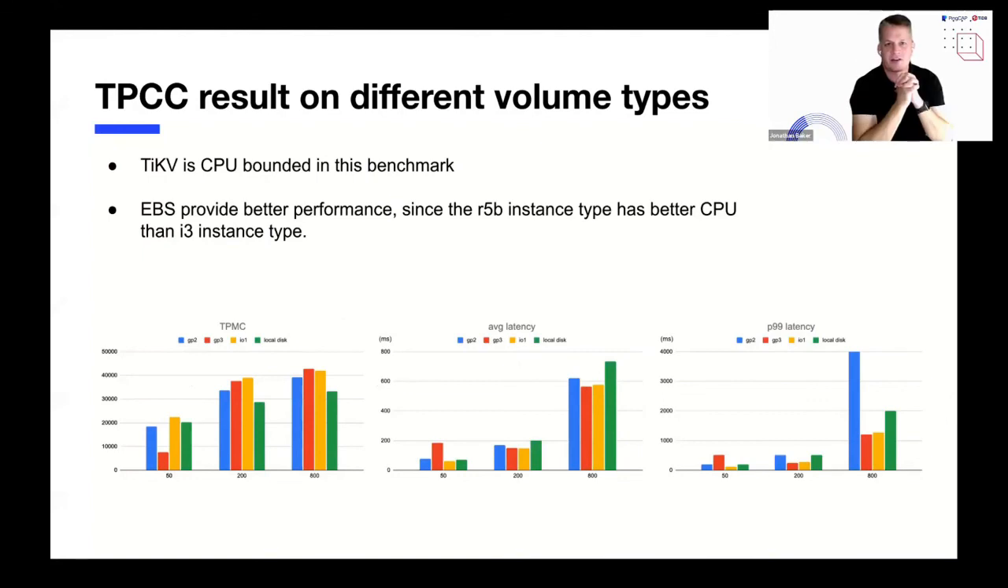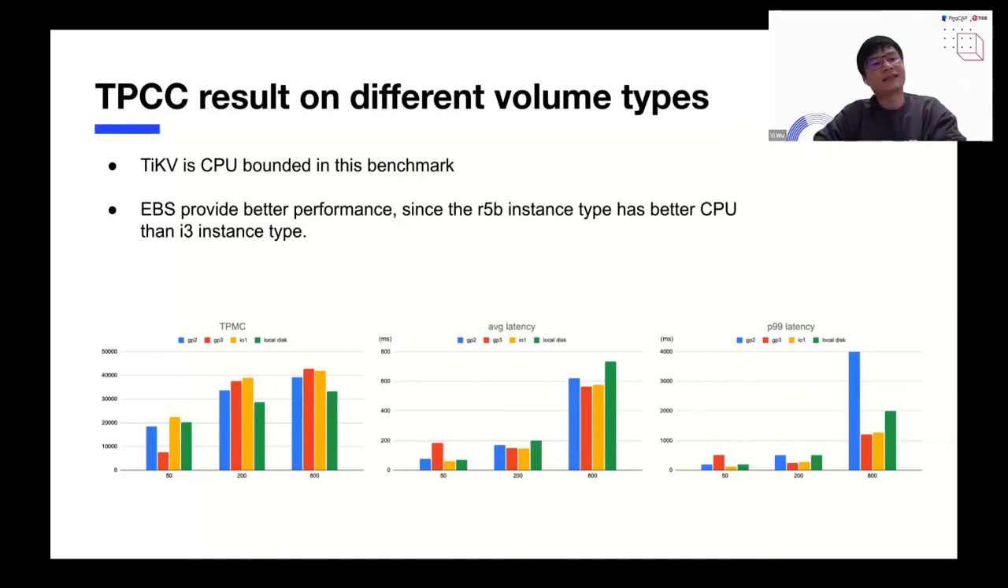So I think the question is actually a little confusing. I think if I translate that question, this particular slide you talked about it being CPU bound in this benchmark, right? And then EBS provided better performance. You said that in your slides. I think he was asking why is EBS providing better performance there when you're CPU bounded? Could you explain that a little bit more?